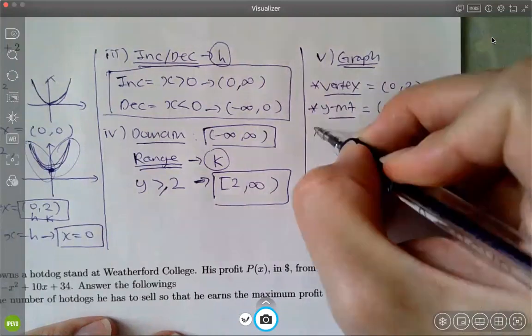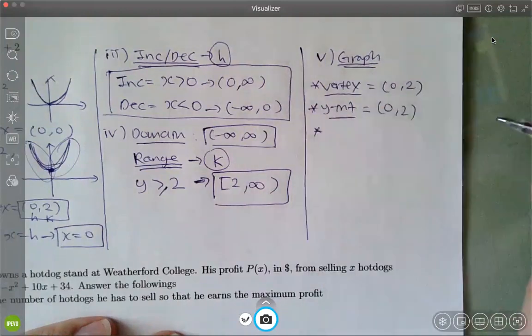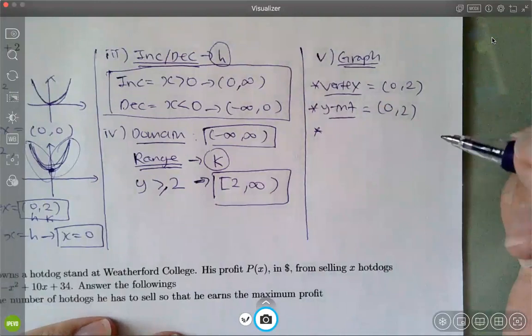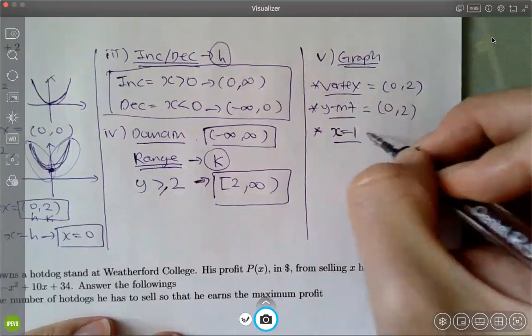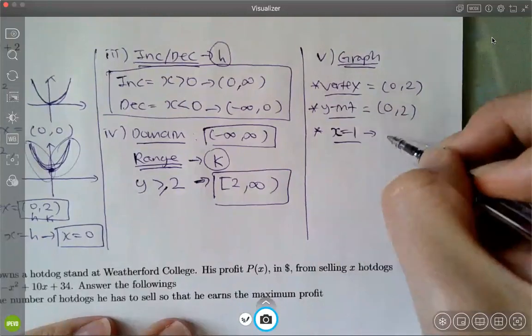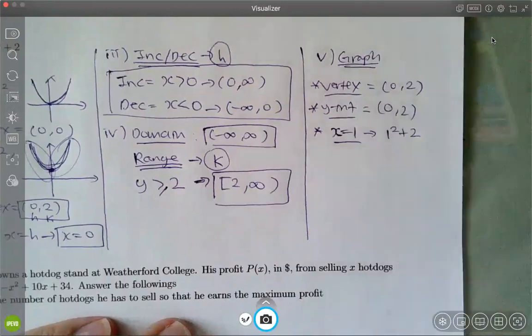Okay. So what is the problem here? We only got 1 point, right? So we have to plug in what? Two numbers, say 1. And here, what is y? 1 squared plus 2, which is equal to what? 3, right? Okay, so another point is at (1, 3).